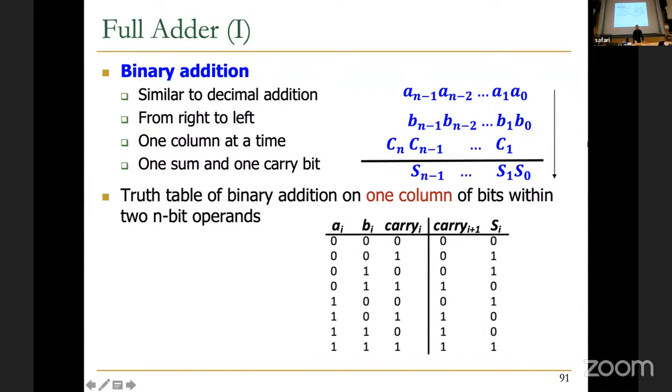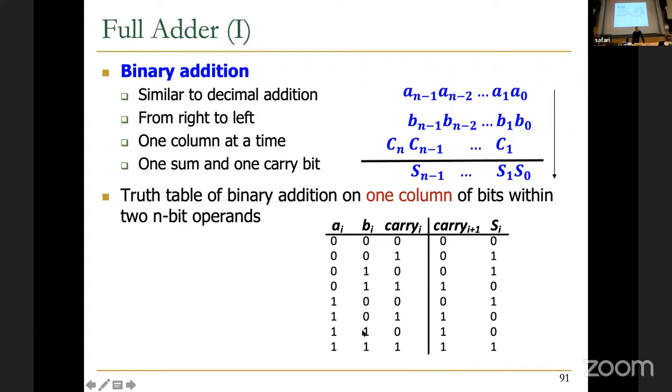So this is a truth table of binary addition on one column of bits within 2 n-bit operands. So basically, Ai, Bi, carry i, and you get carry i plus 1 and then the sum. This is a single-bit addition, basically. That's called a full adder. There's also a half adder, but we're not going to talk about that right now. A half adder doesn't include the carry, basically. But if you look at this, you can create this truth table. If all of these are 0, the sum is 0, there's no carry out. Let's look at a more interesting case.